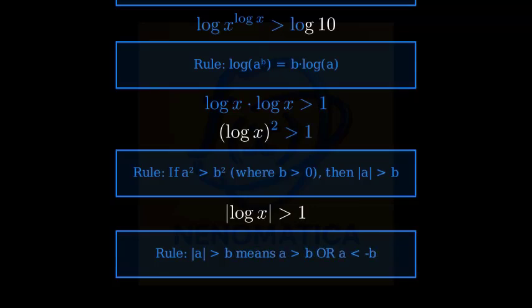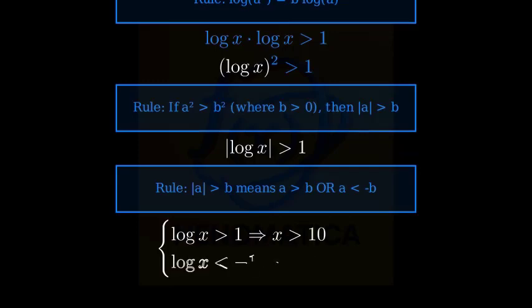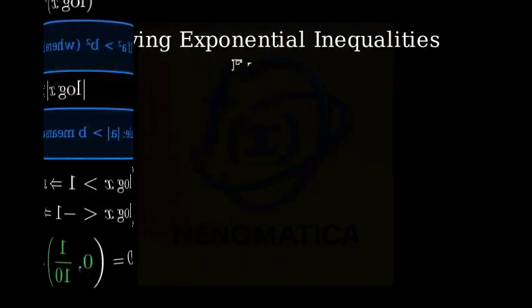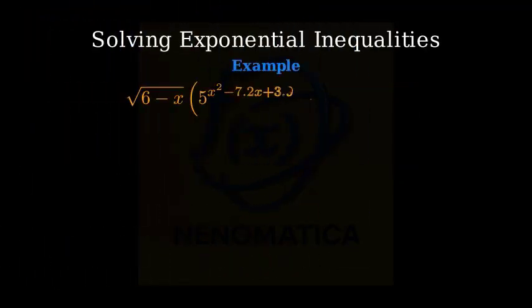Case 2, log x is less than -1, which means x is between 0 and 1/10. Therefore, the solution set is the union of two intervals, from 0 to 1/10, union with the interval from 10 to positive infinity. So our final answer is this domain D. Let's look at the following example.